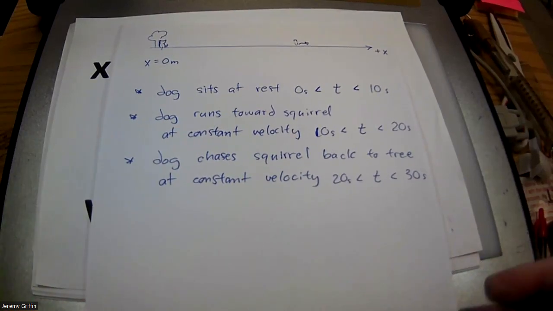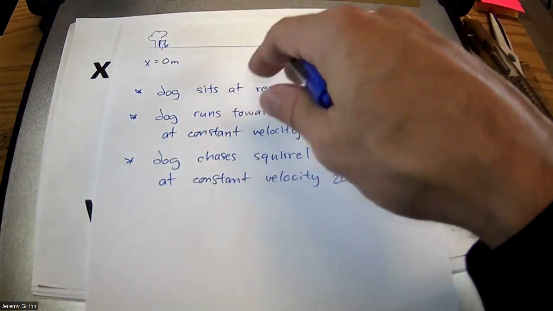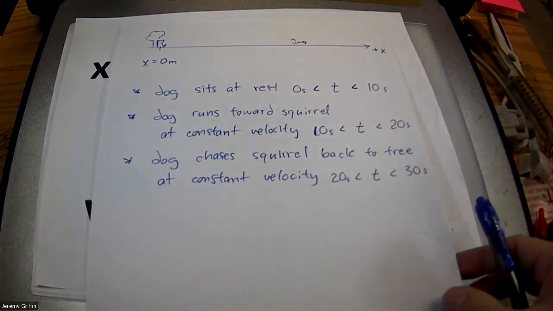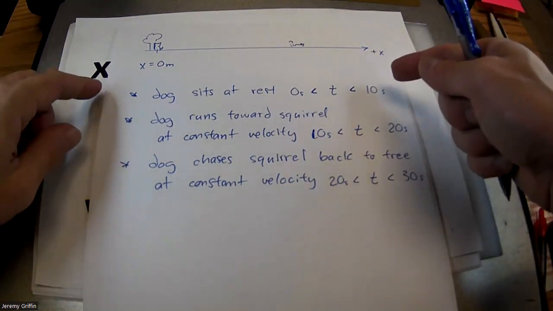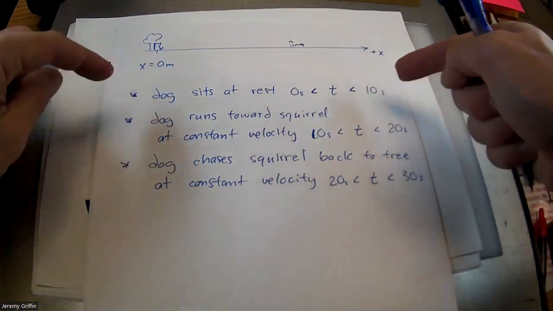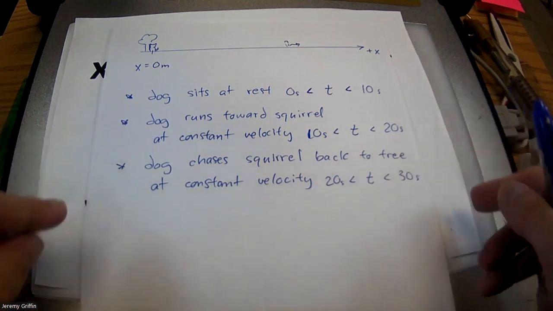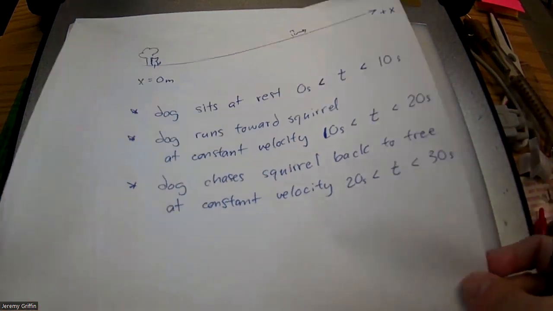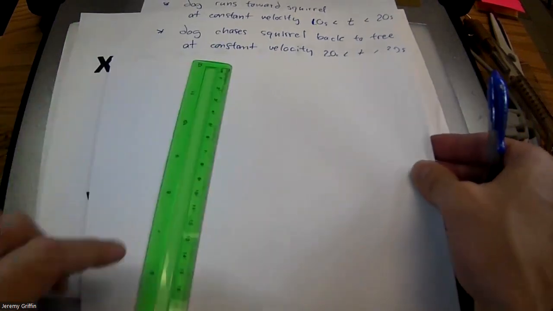Now, when the dog changes his motion, say when he pushes off to start moving, and then when he turns around, there's brief acceleration. But the main parts of the story are that he's either at rest, or at constant velocity in the positive direction, or at constant velocity back towards the tree. And so that's going to be the main focus. Now let's set up some axes.